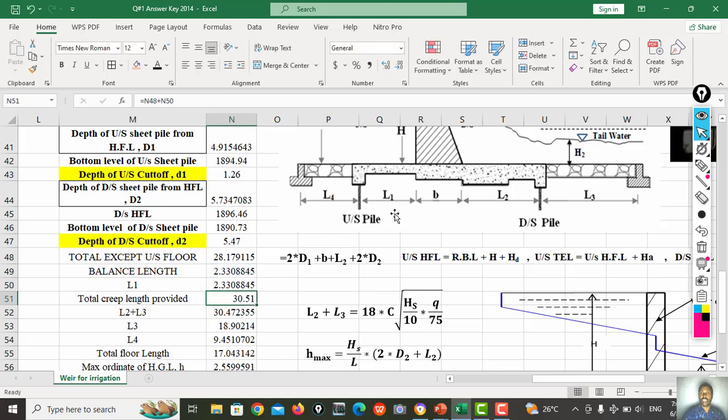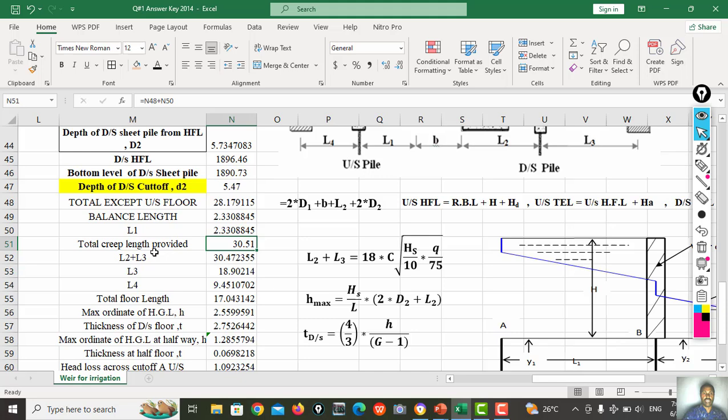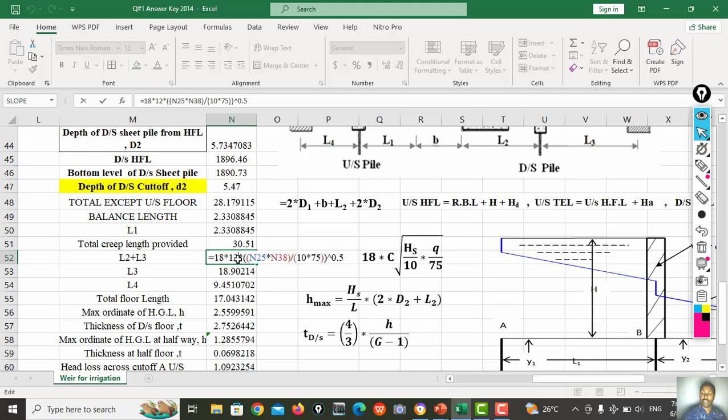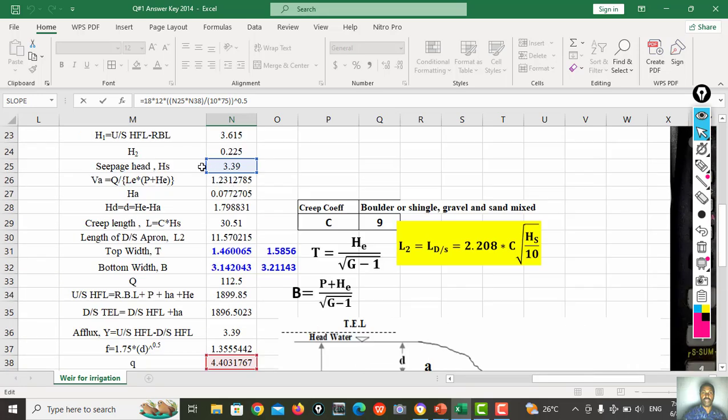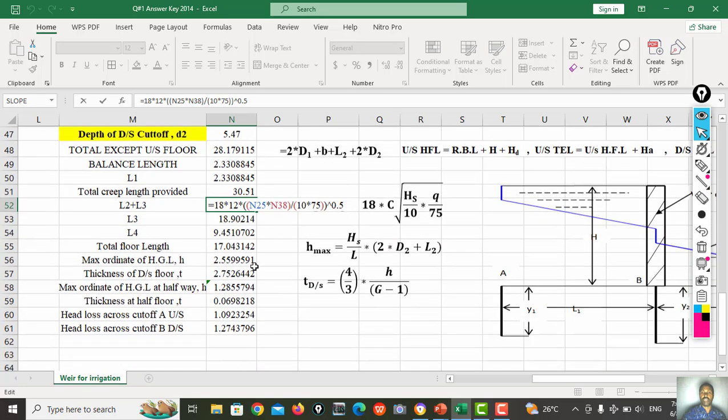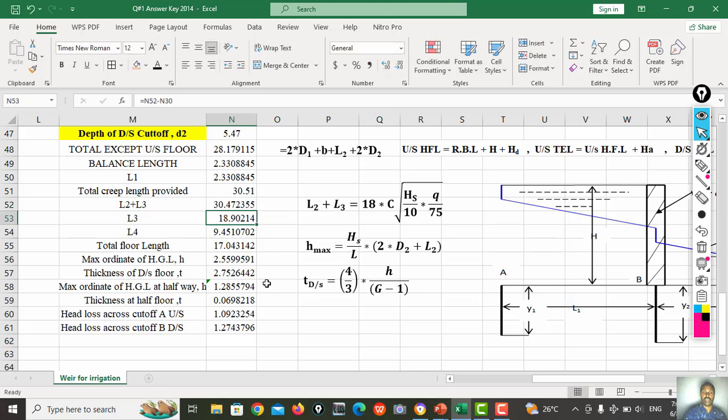Then this balance links will be the L1 dimension, which is the upstream floor links. Then once you have this, total creep links are already known, and L2 plus L3 for a wheel without shooter. You have this equation: L2 plus L3 equals 18 times creep coefficient times square root of HS over 10 multiplied by discharge density divided by 75. So you get this result. You simply substitute the seepage head here, and Q also, and then solve.